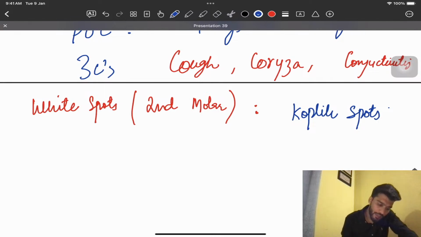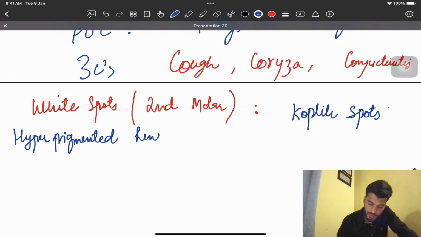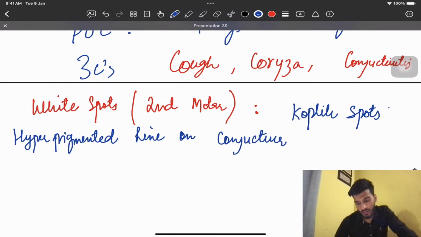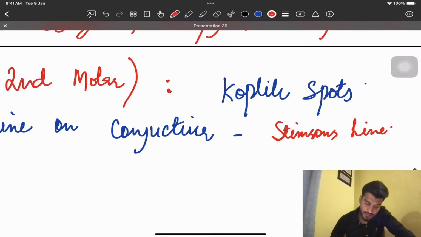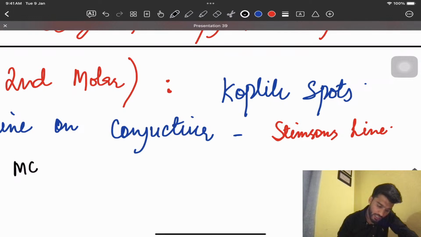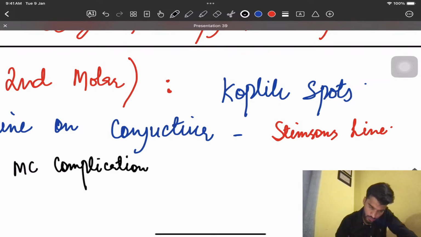And there is a hyperpigmented line on the conjunctiva, and that line is called Stimson's line. If I talk about the most common complication, that will be otitis media.